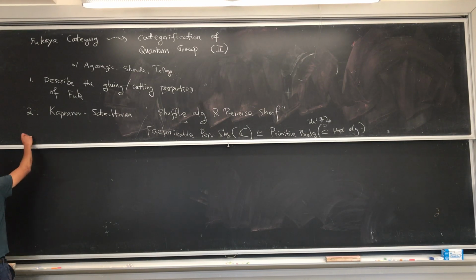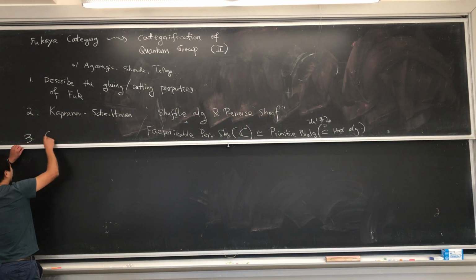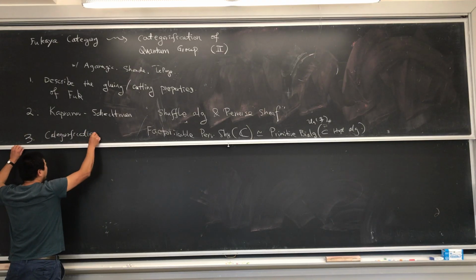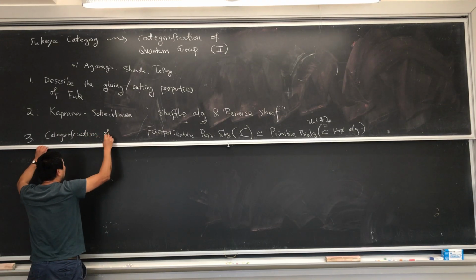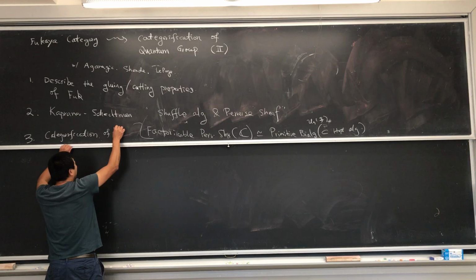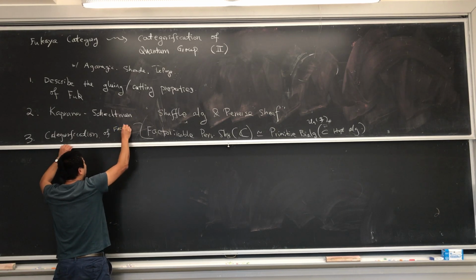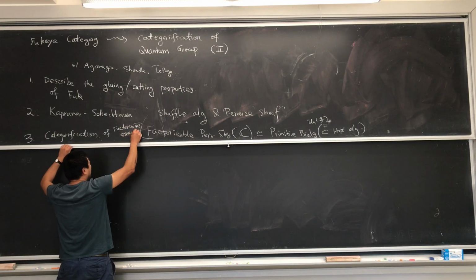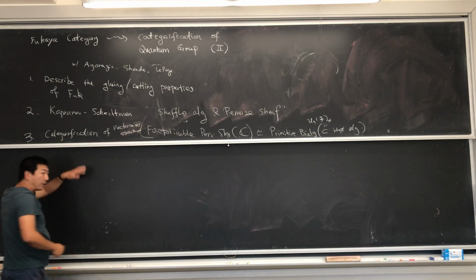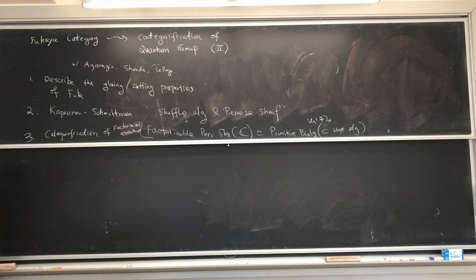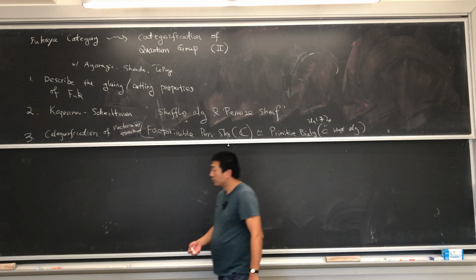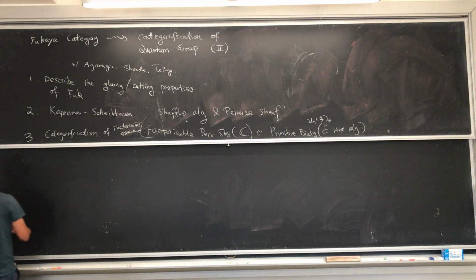And yeah, the third is categorification of factorizable structure. So in the third part, I will just talk about some general phenomenon from symplectic geometry to perverse Schober or factorizable perverse Schober.